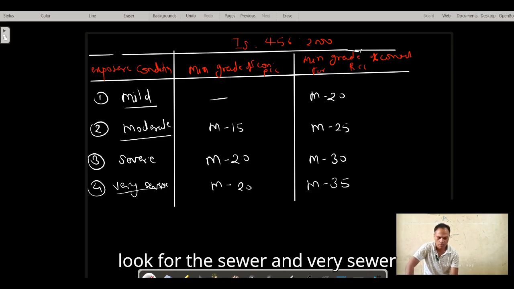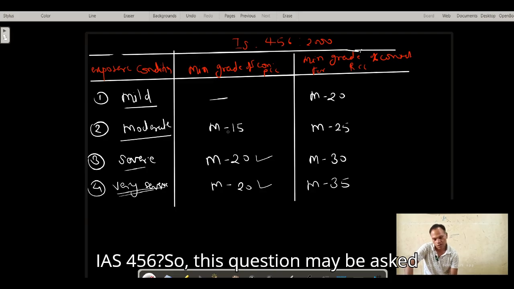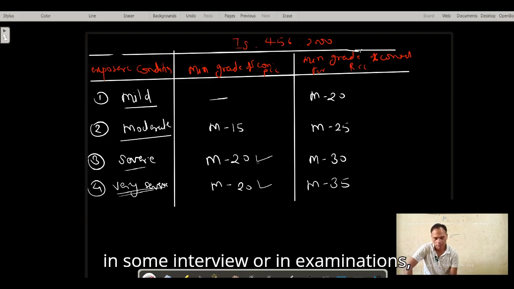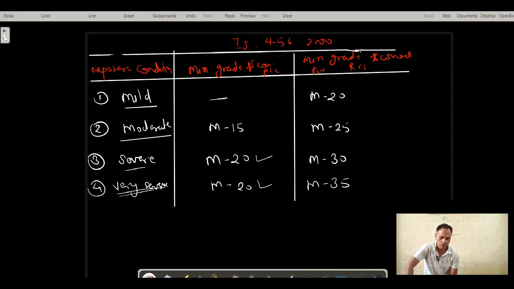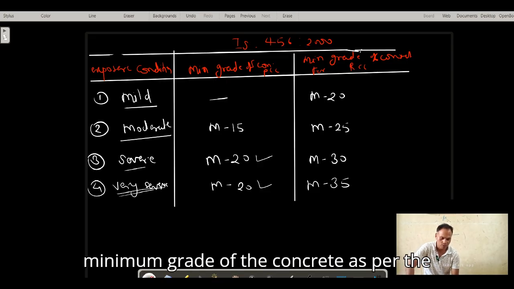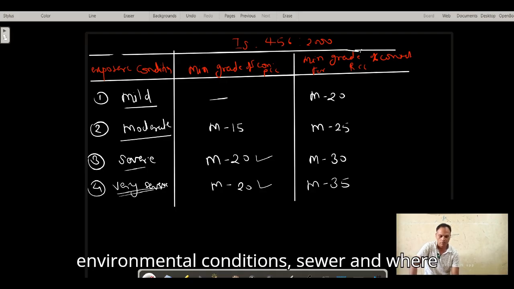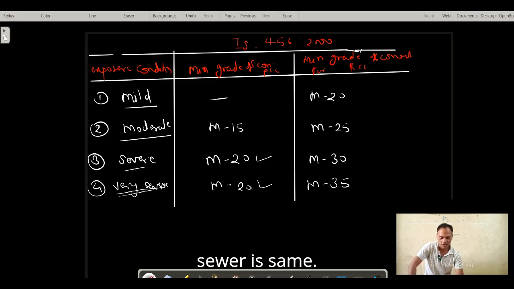So here you look that for the severe and very severe condition, the minimum grade of the concrete for the PCC is M20 mentioned in IS 456. So this question may be asked in some interview or in examinations, competitive examinations also. The minimum grade of the concrete as per IS 456:2000 for the environmental conditions severe and very severe is the same.